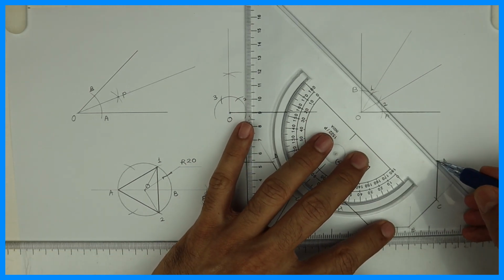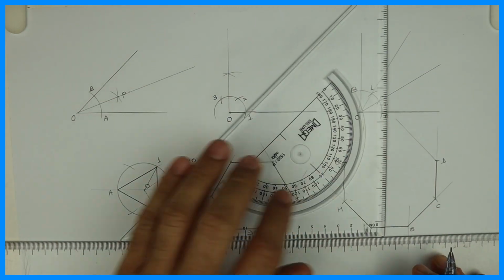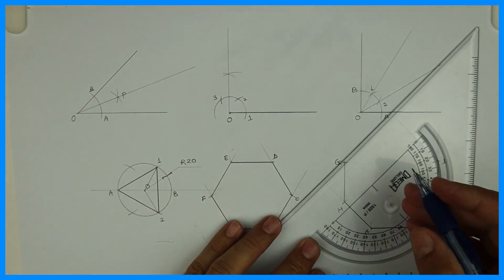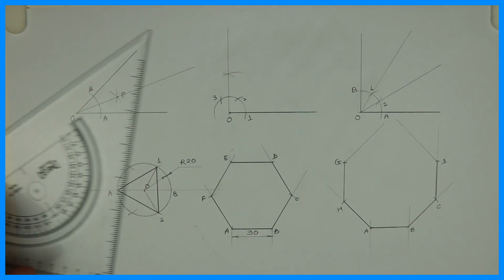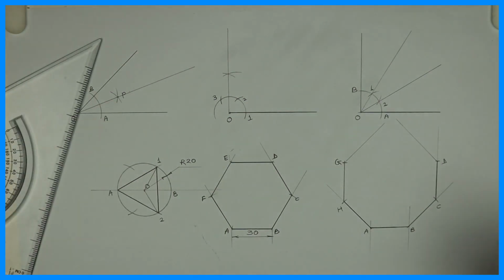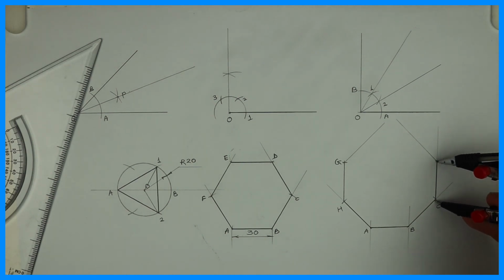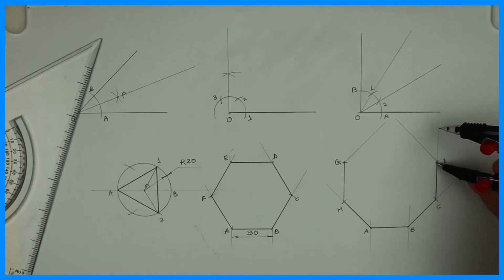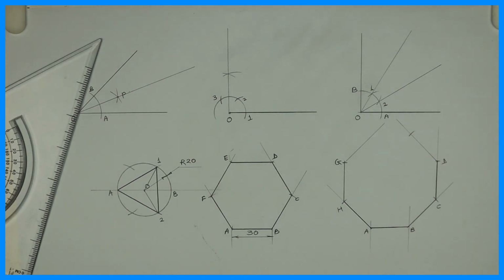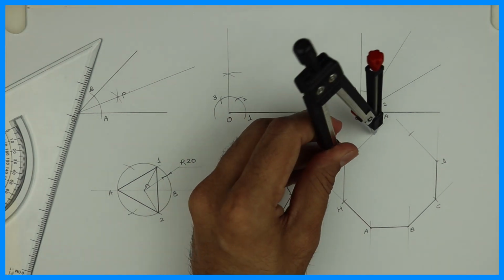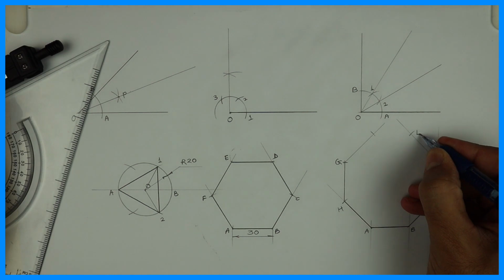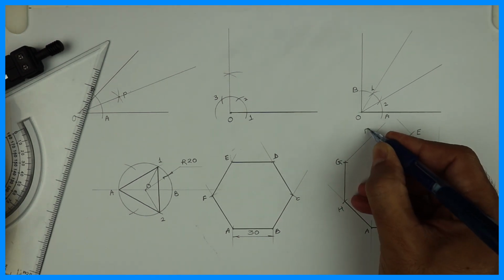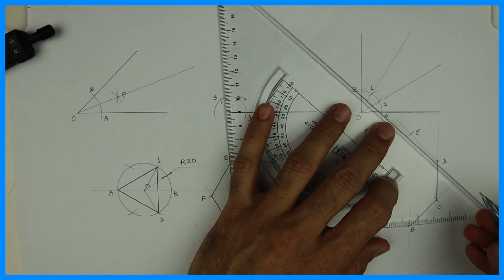From D we'll draw 45 degrees, and from G we'll draw 45 degrees like this. Take this distance 30 and you cut on it. So you got points E and F. So we got the octagon by the set square method.